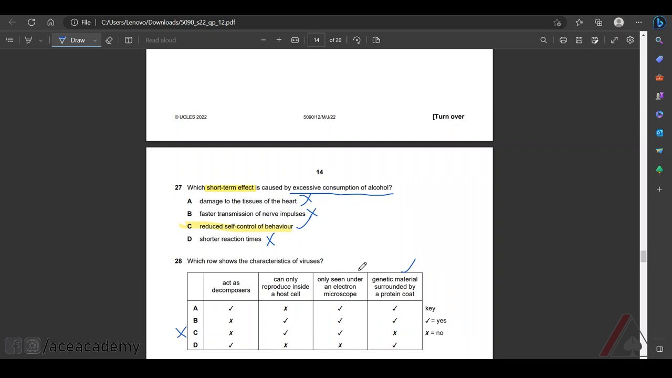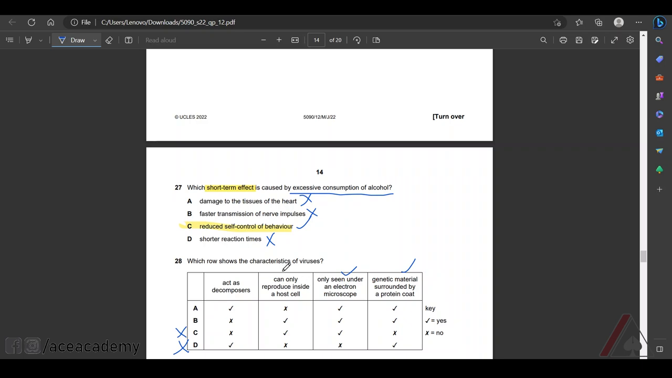Now on to the next characteristic. Viruses can only be seen under an electron microscope. This is actually true because viruses are microorganisms and they're really small, smaller than some of the organelles in our regular body cells. So yes, they can only be seen through an electron microscope because it has the highest magnification. Hence, this characteristic is also correct. D does not support it, so we can rule out D.